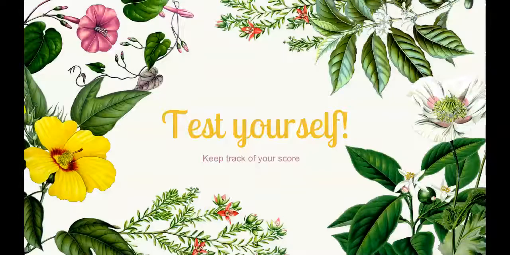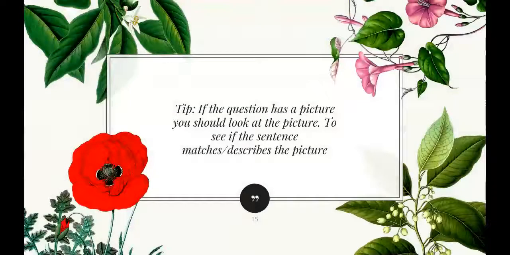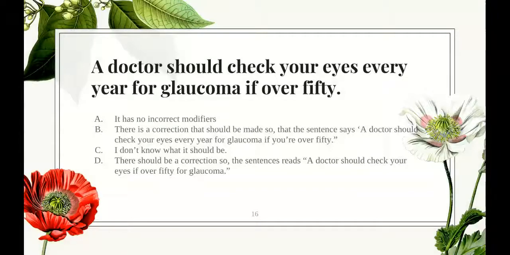Test yourself. Keep track of your score. Tip: if the question has a picture, you should look at the picture to see if the sentence matches or describes the picture. A doctor should check your eyes every year for glaucoma if you're over 50. Is it A, it has no incorrect modifiers, B, there's a correction that should be made so that the sentence says a doctor should check your eyes every year for glaucoma if you're over 50, C, I don't know what it should be, or D, there should be a correction so the sentence reads a doctor should check your eyes if over 50 for a glaucoma.